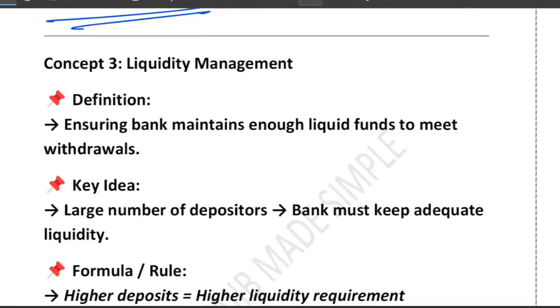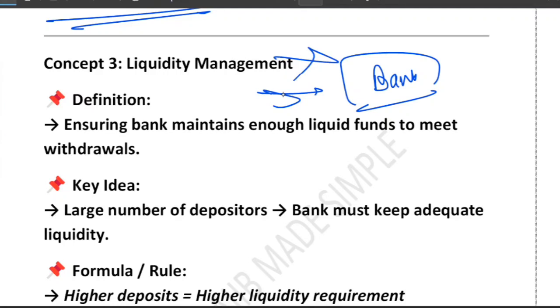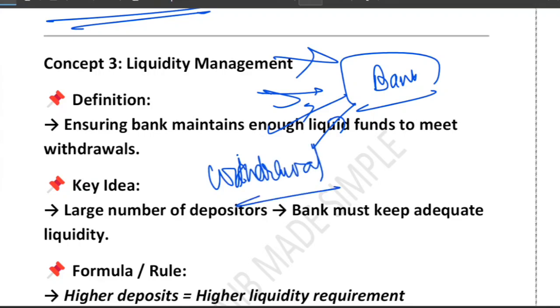Now the next thing is liquidity management. You know it very well that a bank receives money. This is the bank, right? And it is receiving money from thousands of depositors, right? Numerous depositors are there. So they must always keep enough liquid cash ready to handle withdrawals at any time, because the customer can demand money at any time. So banks should have enough liquidity to handle withdrawals at any time.